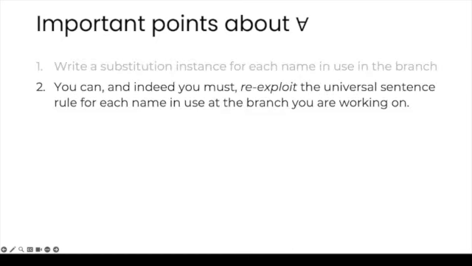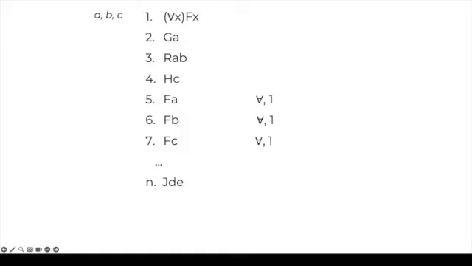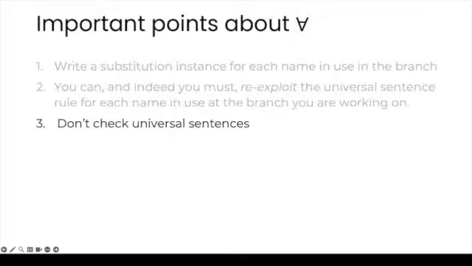Another point is that you can, and indeed you must, re-exploit the universal sentence rule for each name in use at the branch you're working on. Now, there are rules, as we'll see, that require us to introduce new names. So it could happen that later in the same branch of the tree, we have a sentence that introduces the names D and E. Then we'll have to derive the respective substitution instances for our initial universal, which would be FD and FE. And then we write to the left of the universal sentence the two new names that have been substituted for it.